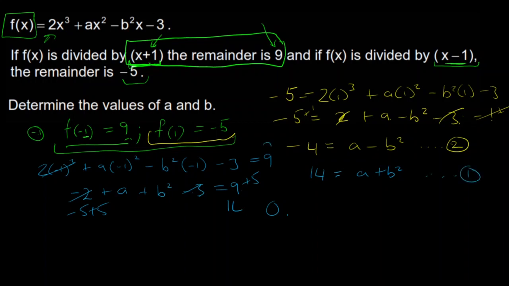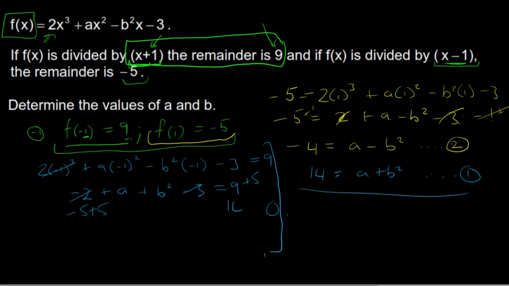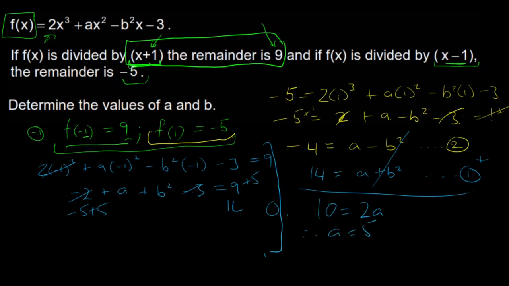So for these two equations, we can see if we add up the b squareds from equations 1 and 2, they'll 0 out. So why not just do that? 1 plus 2. So now we'll have 2a on the right hand side, and on the left hand side we'll have 10. Therefore a is going to equal 5.